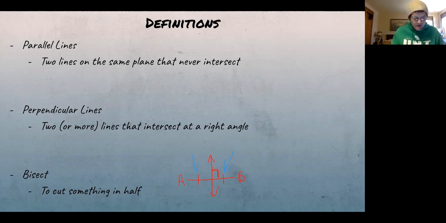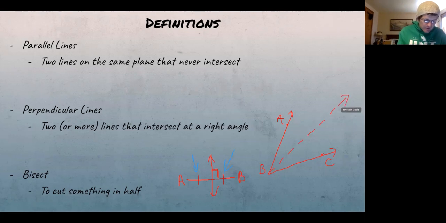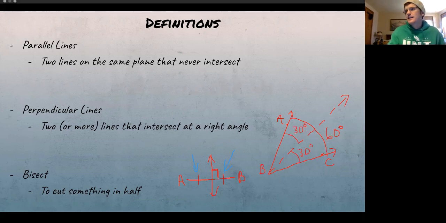There's another kind of bisector, which is if you have an angle. All right, so I'll just call this angle ABC. And if I wanted to cut this angle in half, I would need to have another ray cutting right through the middle. And what this does is, let's say that this is originally a 60-degree angle. What a bisector would do is cut it into two angles that are both 30 degrees. So cutting something in half, that's the idea.